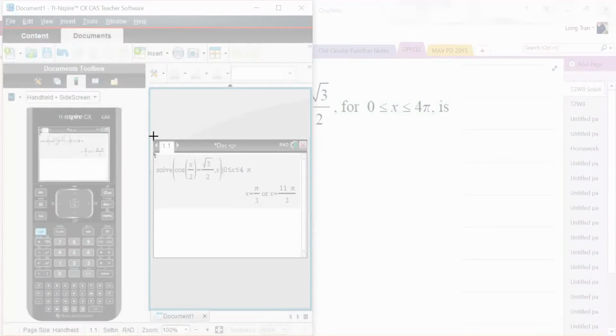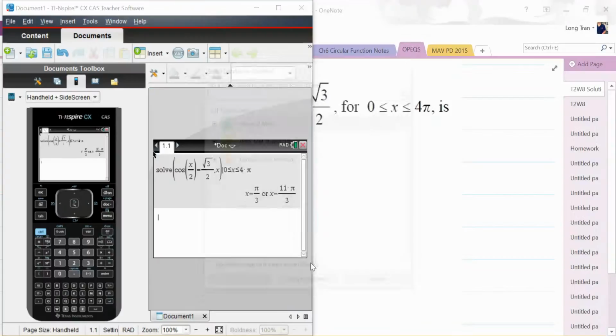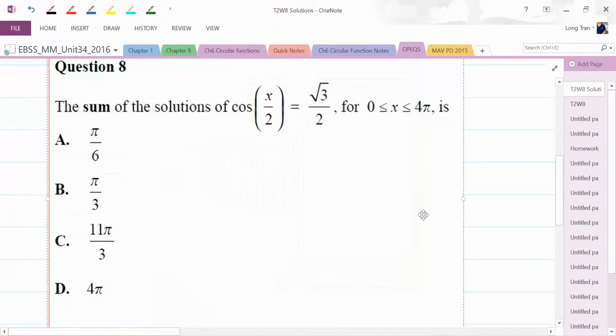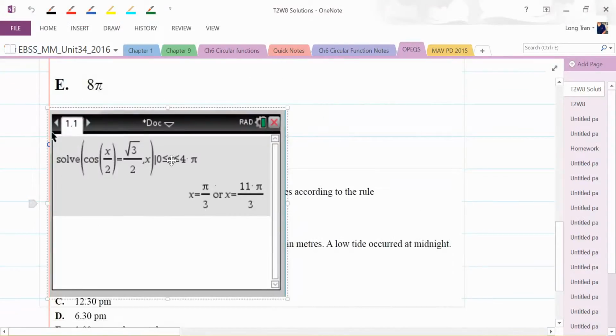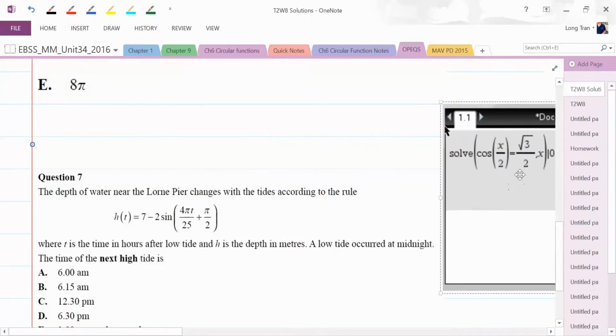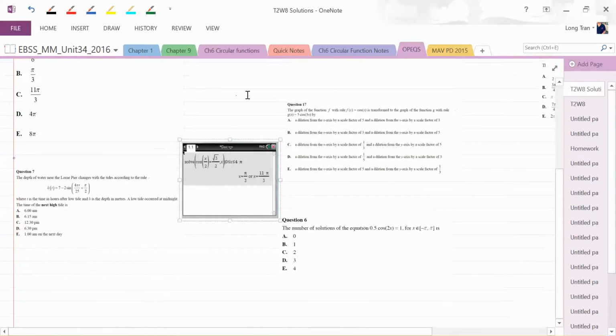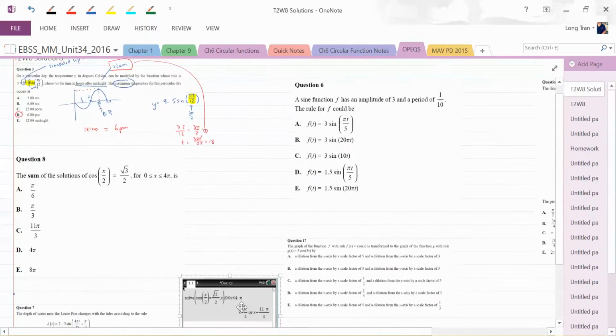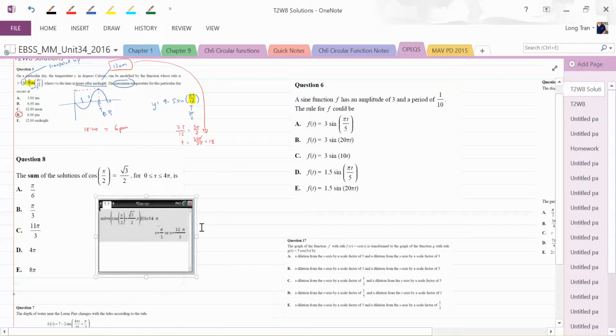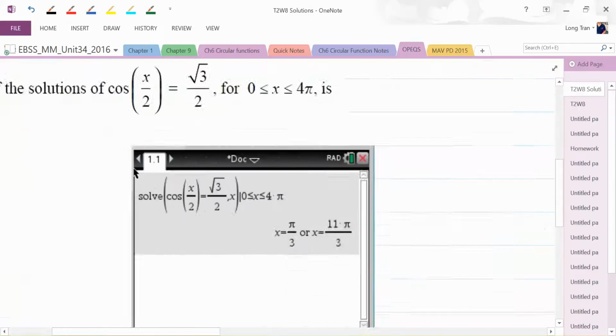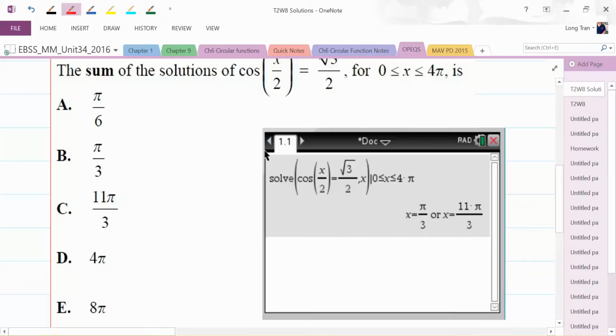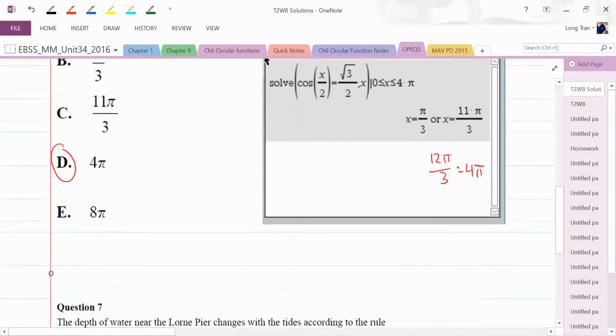If you really think about it, it's just pi on 3 plus 11 pi on 3. I'm just going to copy this so that students who look at the PDF it'll make sense. The sum of these solutions: pi on 3 plus 11 pi on 3 gives you 12 pi on 3, which is really just 4 pi. There we go.